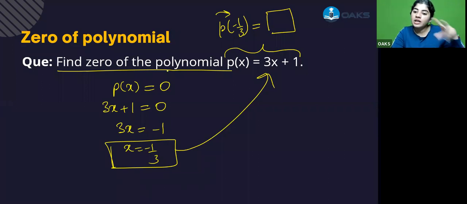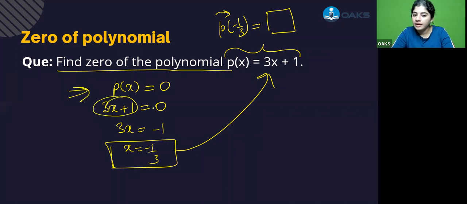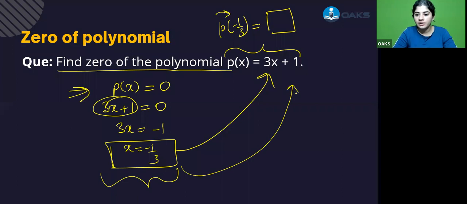Here we are doing the reverse thing. We first of all put Px is equal to 0. Put the value of Px here. It is equal to 0. And we solve for x. And when you get the value of x, you can recheck by putting it here. That is x is equal to minus 1 by 3 is the 0. So you get 0 as the answer because we find it from the polynomial.